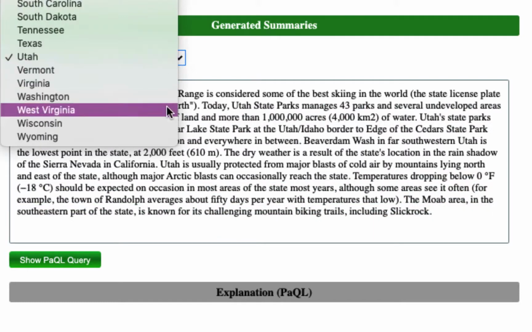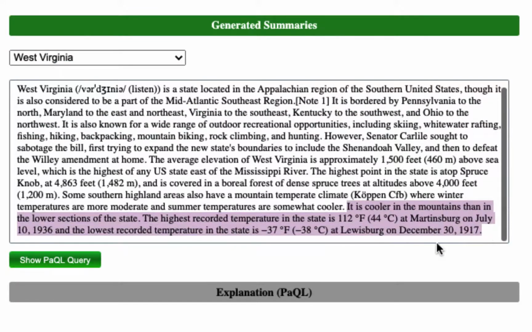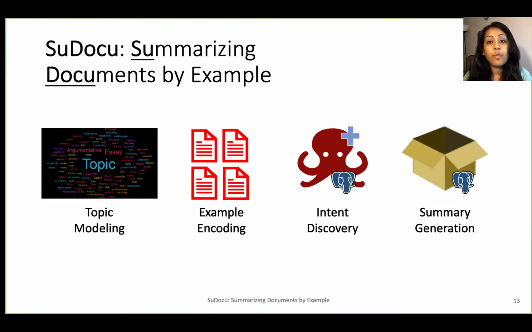We can try one more. Let's try West Virginia. For this, SuDocu also found sentences related to recreational activities and temperature in the summary. SuDocu is built over 4 key components which I will go over now.